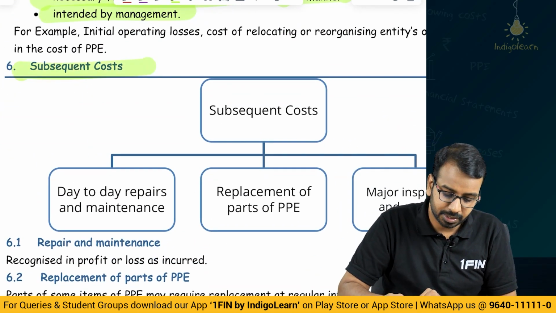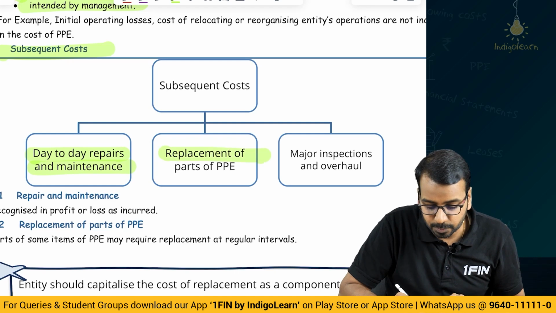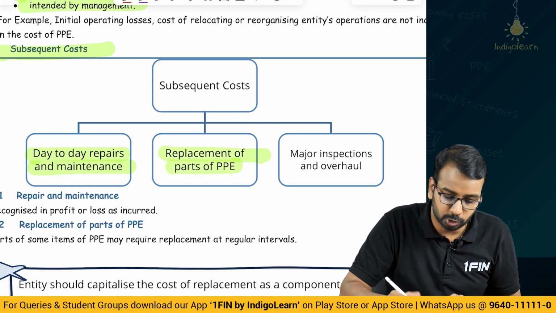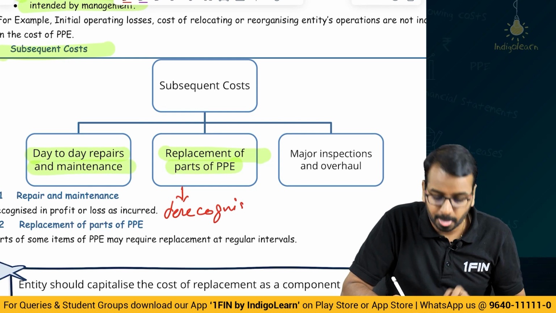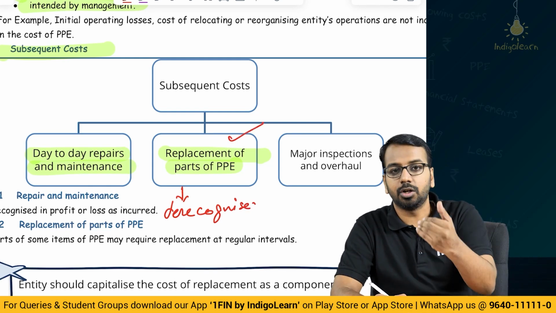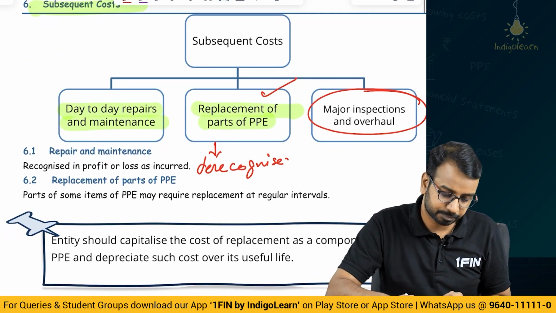Subsequent cost, if it is day-to-day repairs and maintenance, you will charge it off to P&L. If it is replacement of parts of PPE, then what you will do, you will de-recognize the existing component and you will capitalize the new component. Major inspections and overhauls are capitalized.